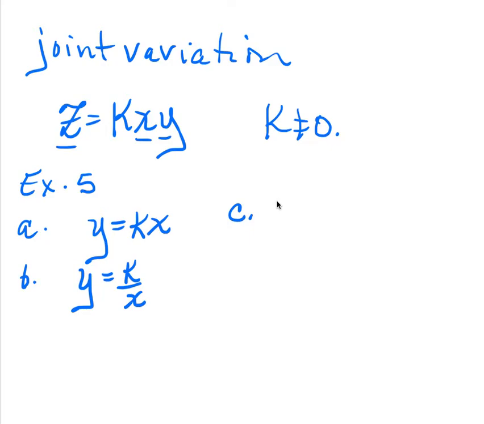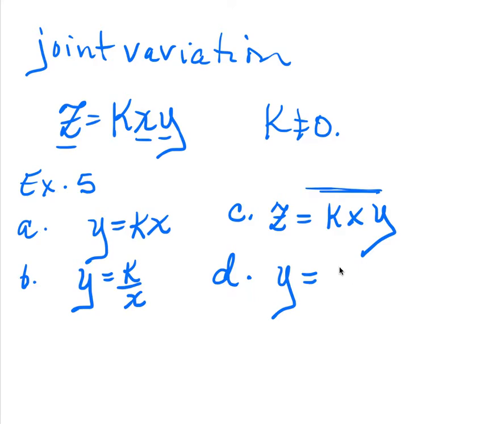All right, let's look at C. C, Z varies jointly with X and Y. So Z equals KXY. And this is the situation we were talking about, a joint variation right here. Okay, D, Y varies inversely with the square of X. So Y equals, if it's inverse, that means K is going to be over here, and it's the square of X. So we're talking about X squared.